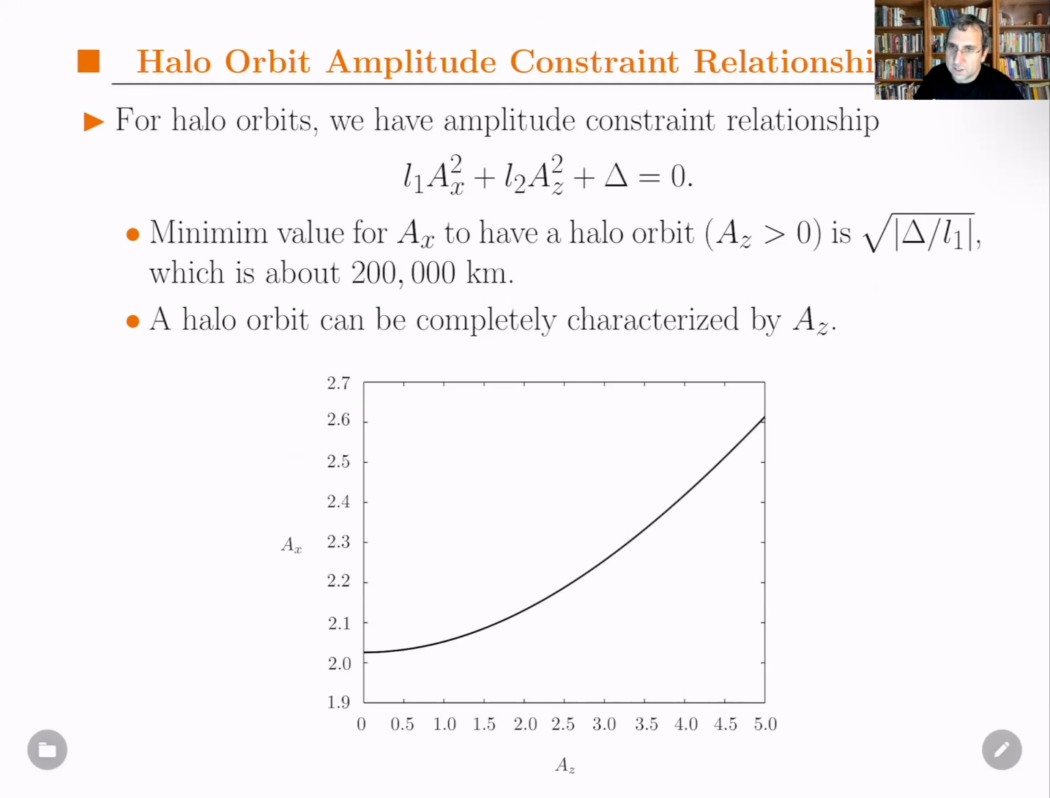For halo orbits, you can't pick the amplitudes independently. So they are definitely related one to the other. What's often done is you just write things in terms of the AZ amplitude. So a halo orbit can be completely characterized by the AZ amplitude because there's a relationship. So this is showing the relationship between the amplitudes. I think this is for the Sun Earth L1. And these are in units, again, of 10 to the 5 kilometers.